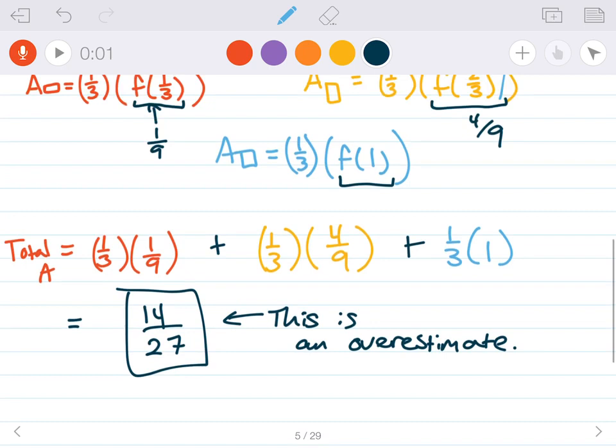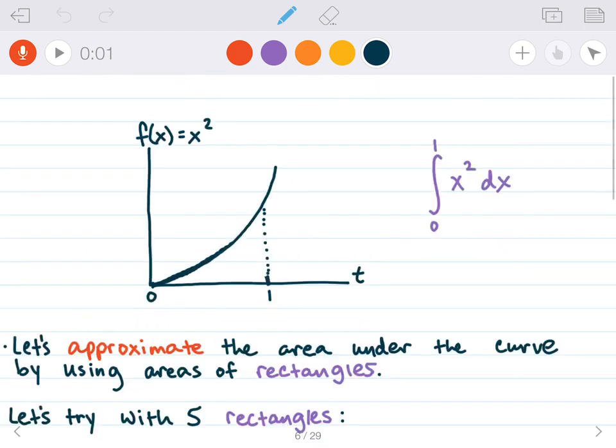But we can do better than that. How do you think we can do better? Let's look at the next slide. Since we're making the rectangles so that they have the same width, the more rectangles we have, the skinnier they'll be, and the better the approximation will be. So let's just do this with 5 rectangles now.